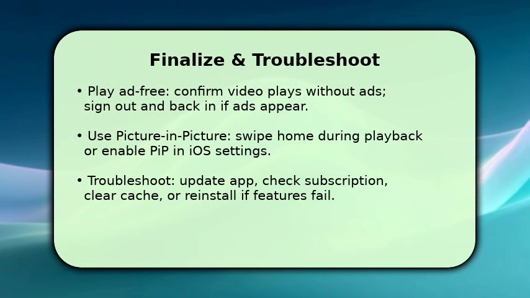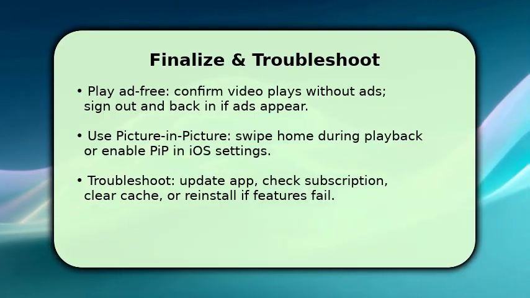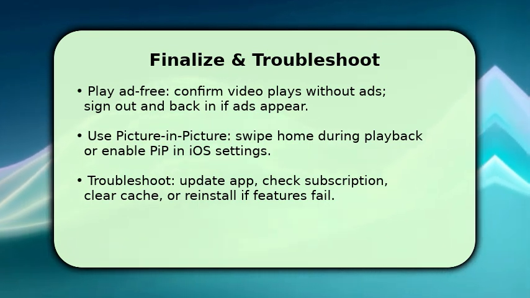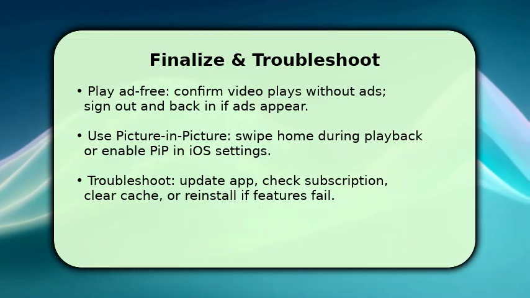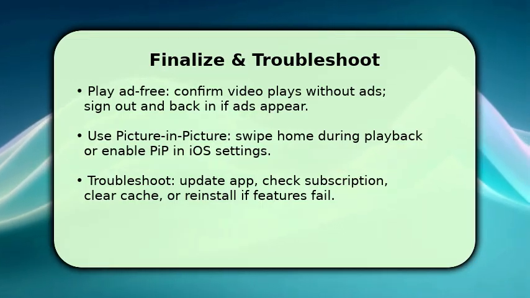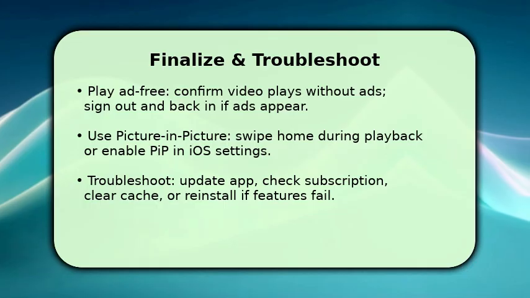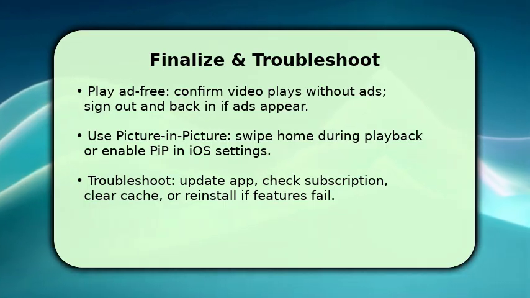To finish, verify ad-free playback and picture-in-picture are working. Start a video and swipe home to trigger PiP, or enable it in iOS Settings > General > Picture-in-Picture. If you still see ads or lose background play, update the YouTube app first, then sign out and sign in again to refresh entitlement tokens.